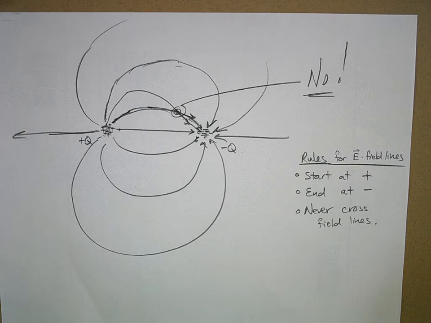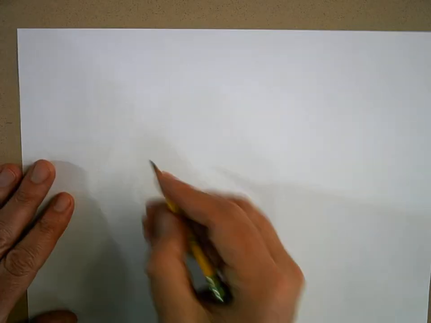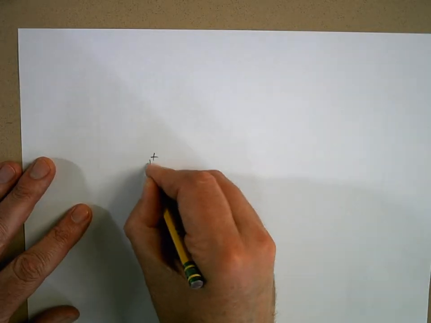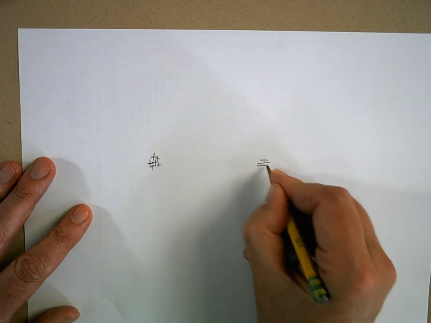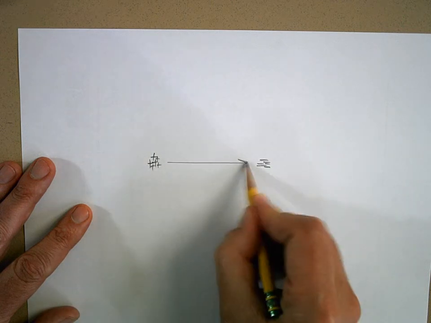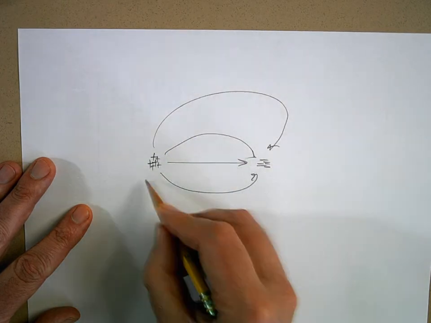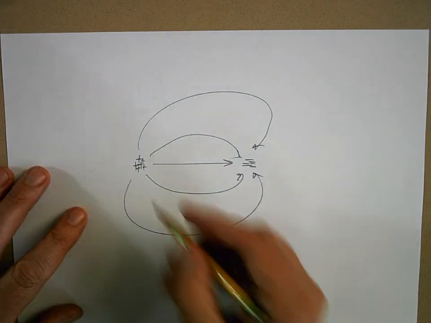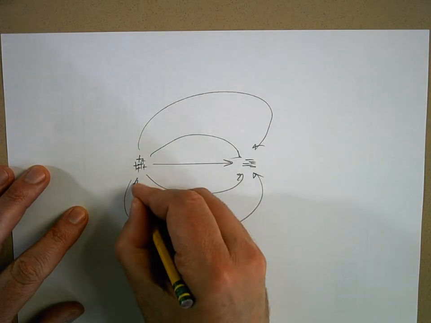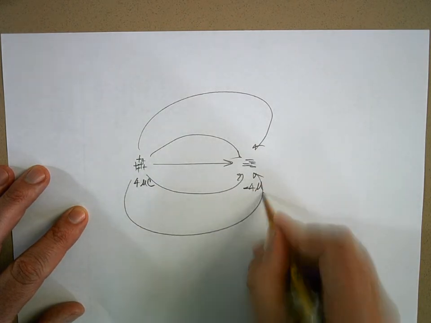Last thing. Let's take a look at something like this. If I have two charges and they're separated like this, and let's say one's negative, one's positive, and I'll get some field lines like this. I'm not drawing this very well, but I'm trying to go fast. Now, here's what's going to happen. Let's say there's 4 microcoulombs here and negative 4 microcoulombs over here. So I've got positive 4 and negative 4.